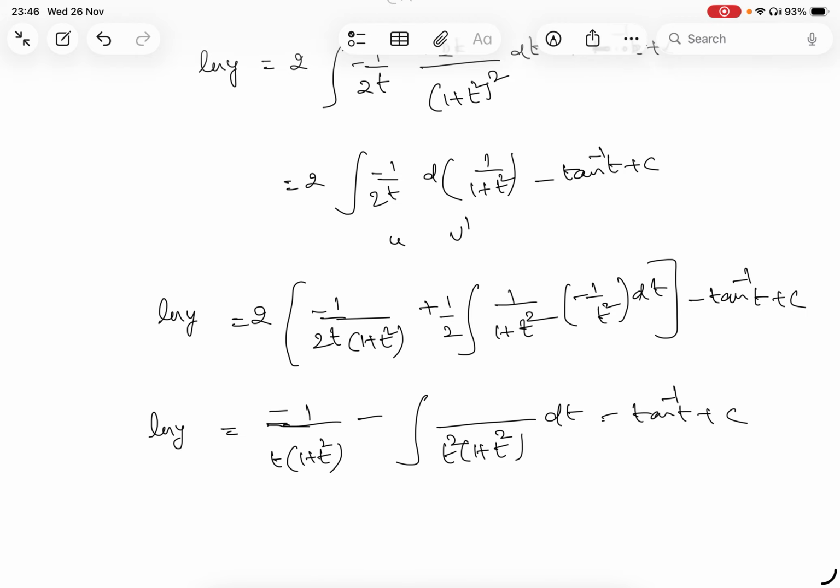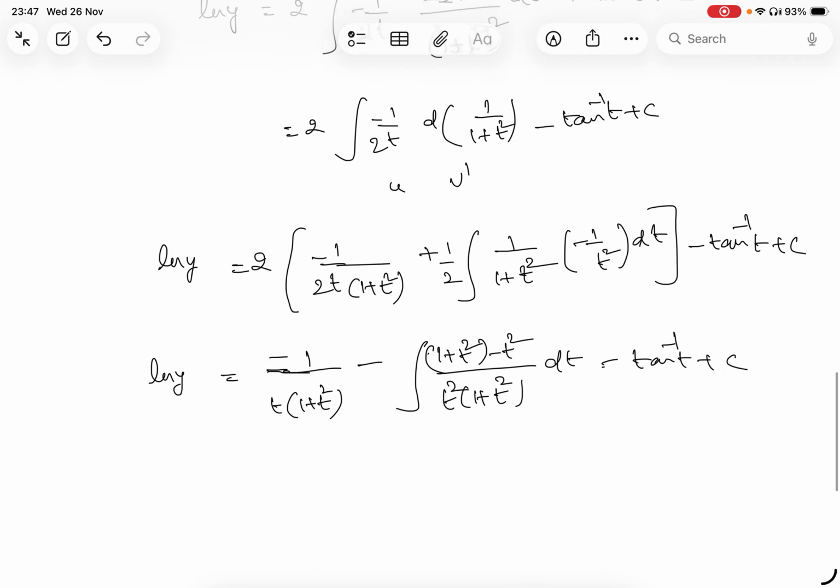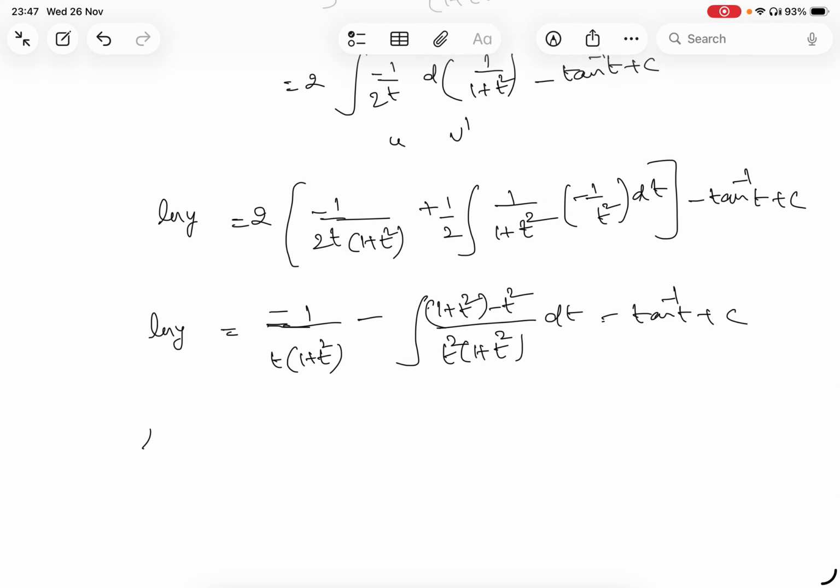As you can see here, the numerator is 1, right? So if you wanted to relate the numerator and denominator, to get 1 here, you can do 1 plus t square minus t square. Fine. T square will get cancelled and you are left with 1. Fine. Your calculations will get easier. So now ln y is minus 1 by t into 1 plus t square.